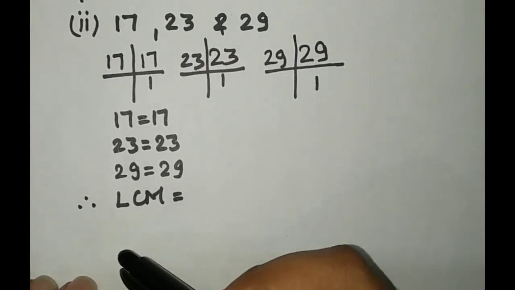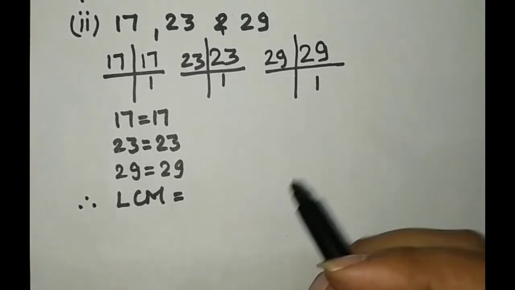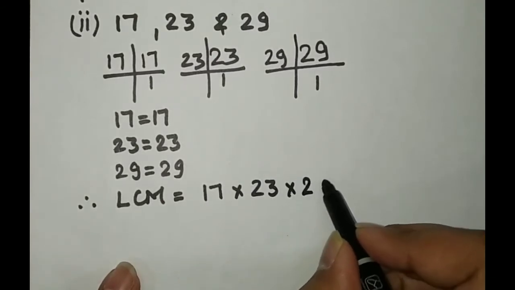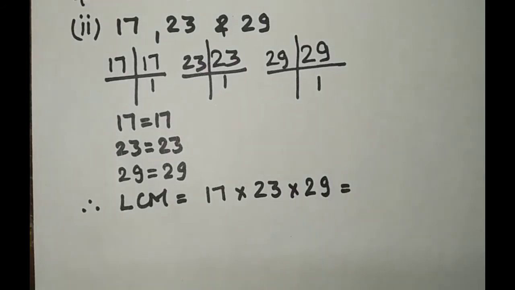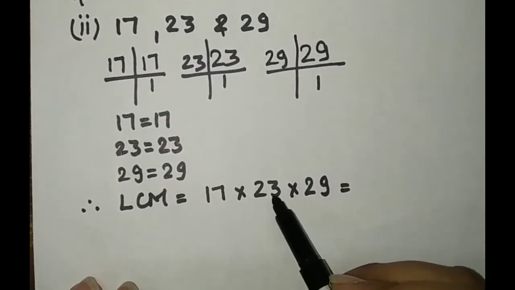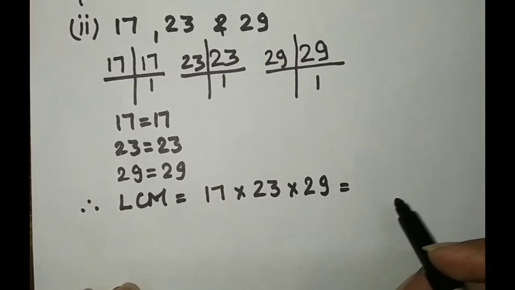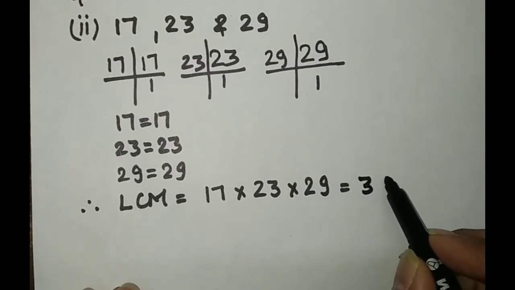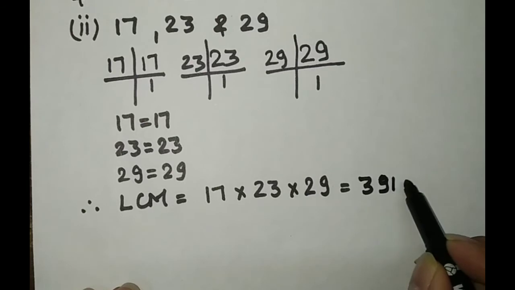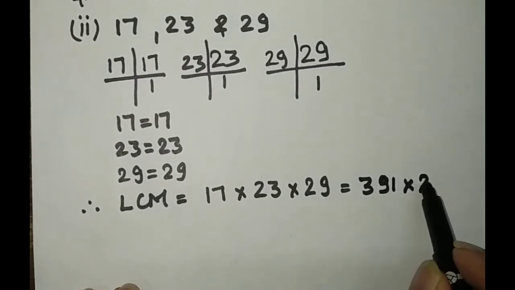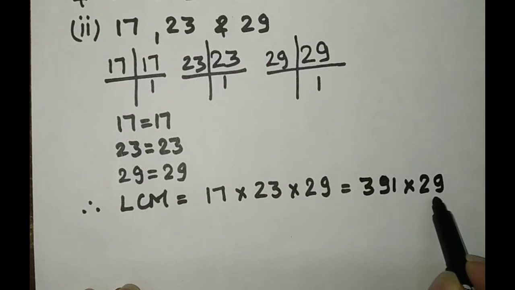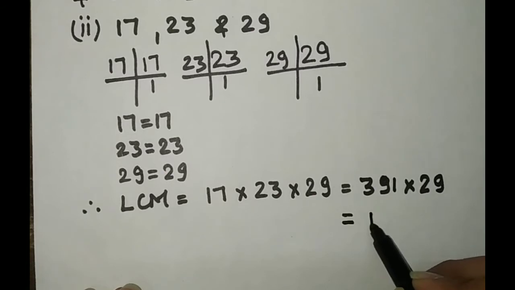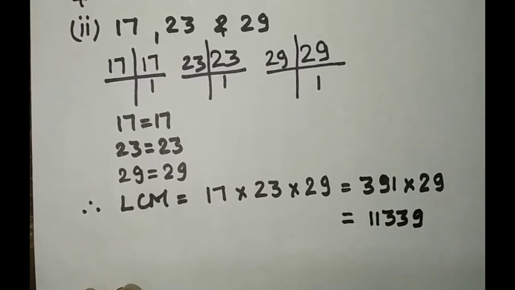So LCM will be product of their prime factors. So prime factors are 17 multiply by 23 multiply by 29. So 17 multiply by 23 will be 391. Okay, multiply by remaining, which is 29. 391 multiply by 29, which will come 11339.